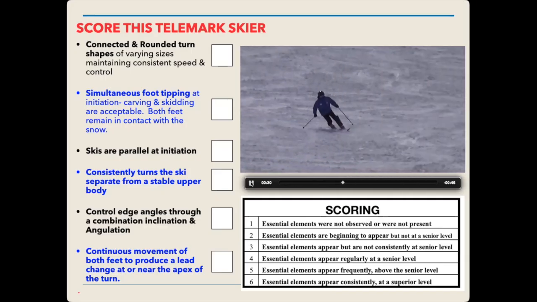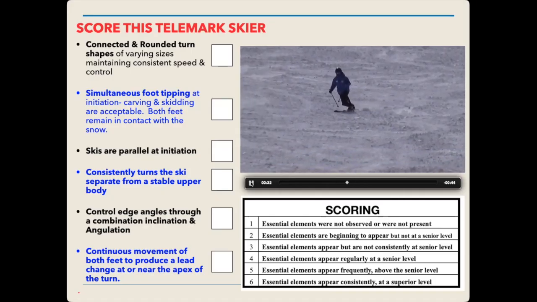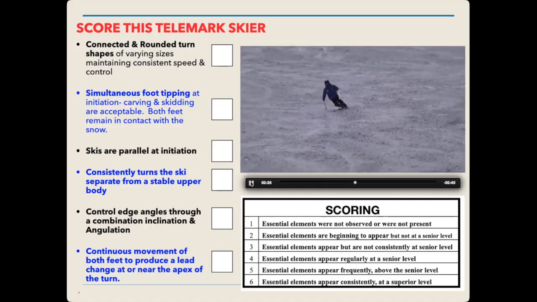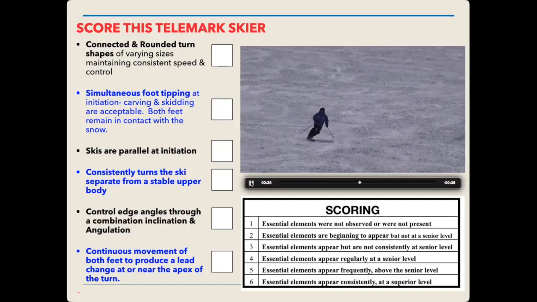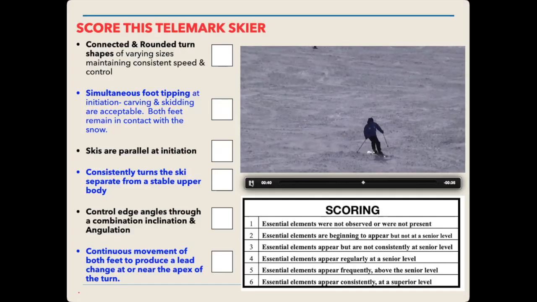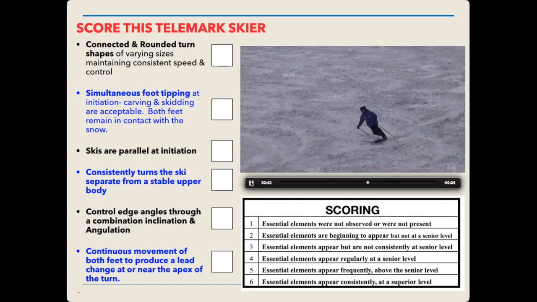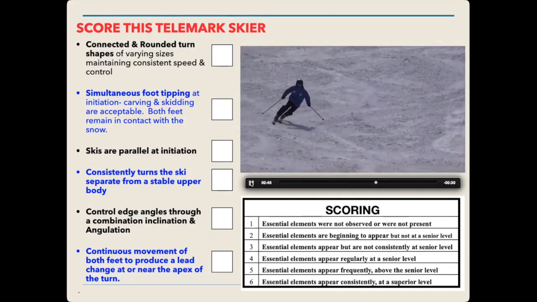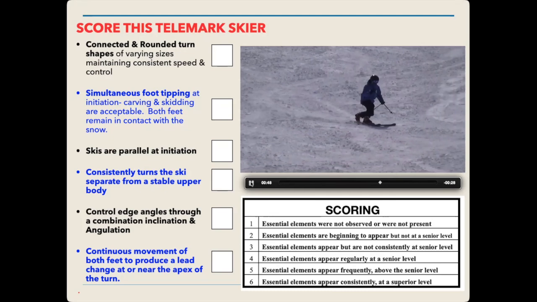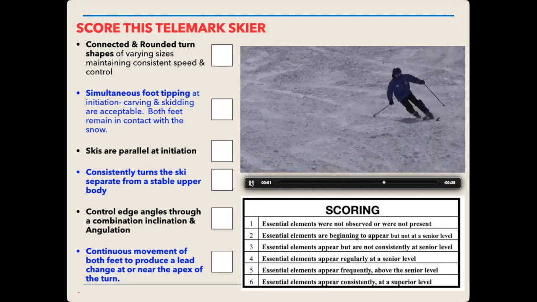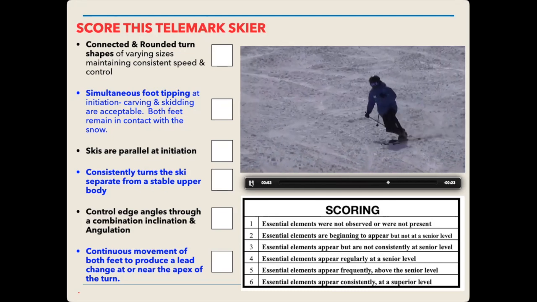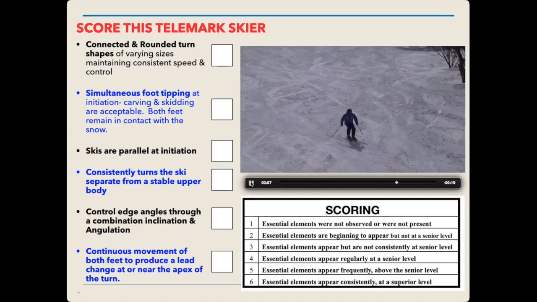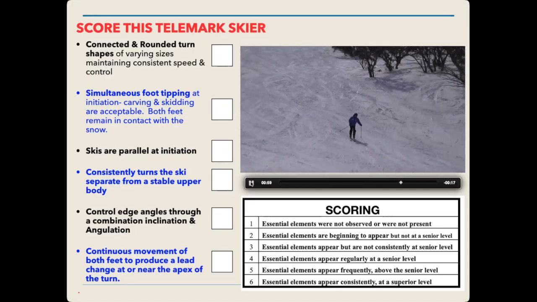Third one, skis parallel at initiation. Actually, on the shorter turns, you see a little bit of convergence, not a lot, just a small amount. On the more medium and larger turns, they're completely parallel. So I would score that a 4 at senior level for this run.